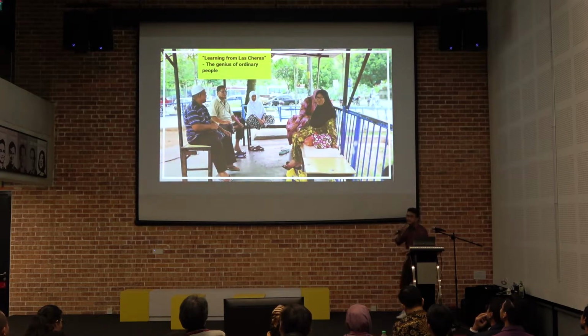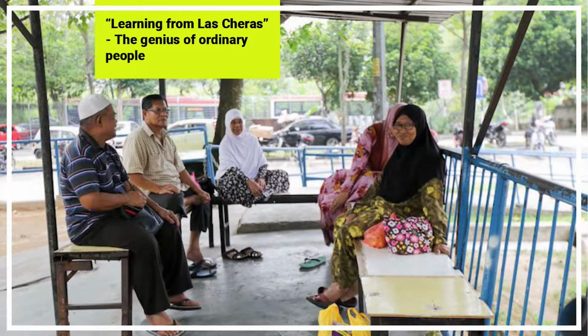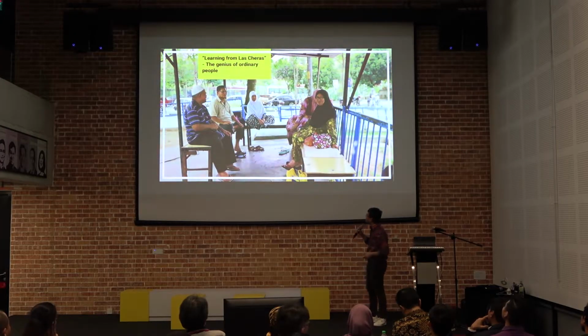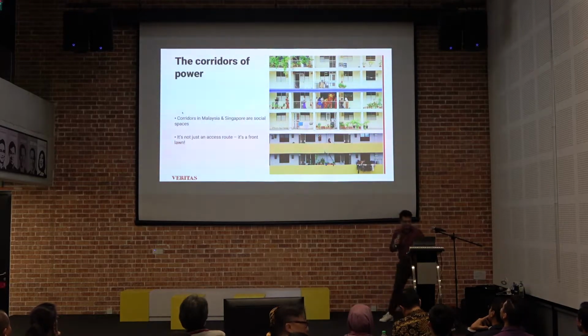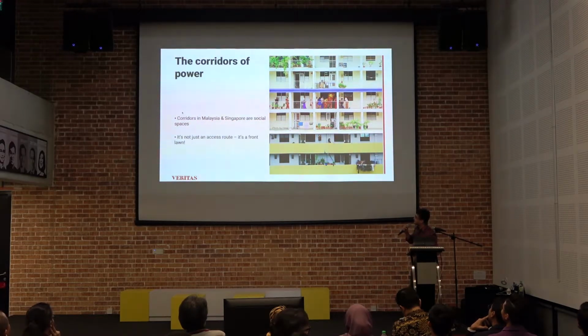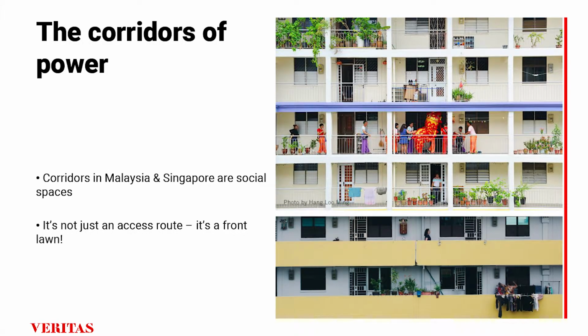So what we set out to do in the competition is to learn from the ordinary people, to look at PPR, social housing, affordable housing, the current stock that we have, especially the older ones, and learn. We say learning from Las Ceras, as architects love it, as a pun on Venturi's book, Learning from Las Vegas. The corridors especially is something that we were interested in. We look at the corridors in Singapore and Malaysia. It's not just an access route, it's a front lawn, it's very lively. People do all sorts of things.